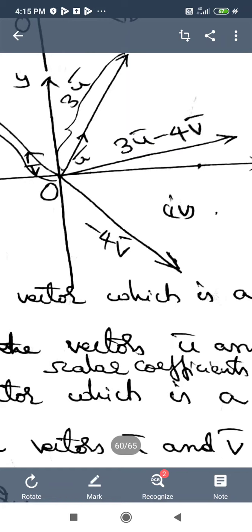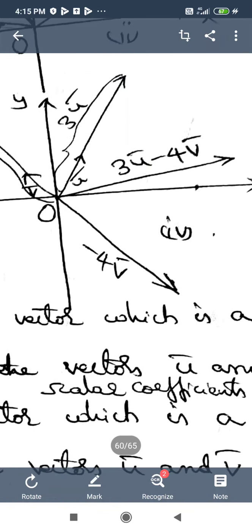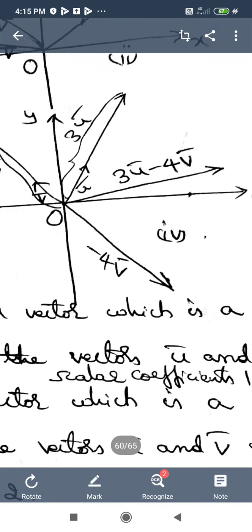And now if you see 3 u bar and minus 4 v bar, the 3 u bar is in the first quadrant and minus 4 v bar is in the fourth quadrant, and the sum of these two vectors, which is 3 u bar plus minus 4 v bar, which is nothing but 3 u bar minus 4 v bar, is the vector lying just in between these two vectors and which is just above the x-axis.